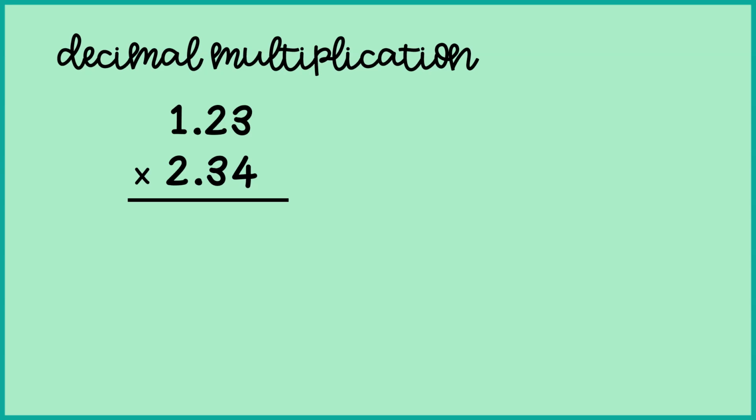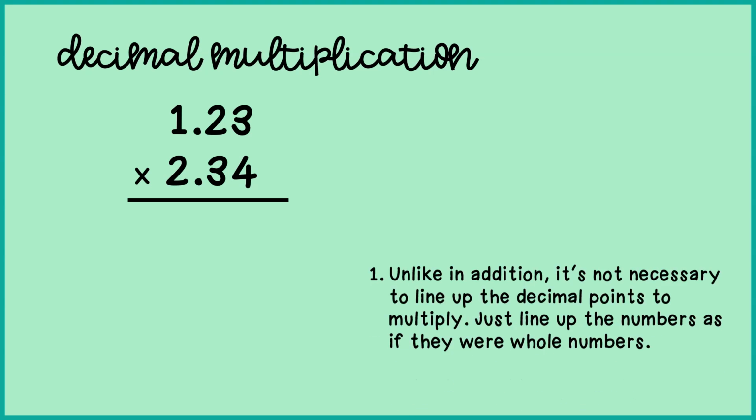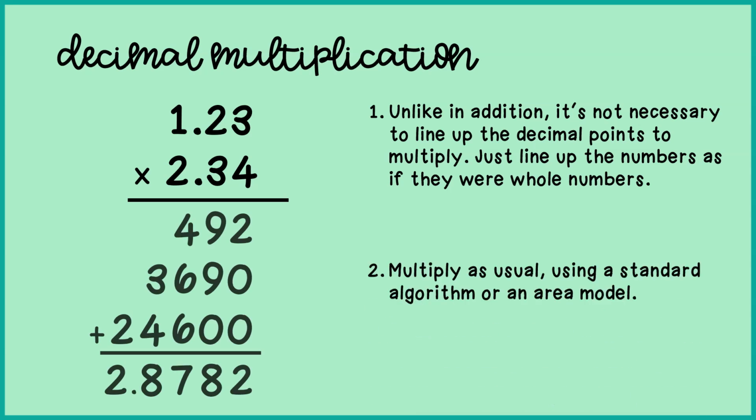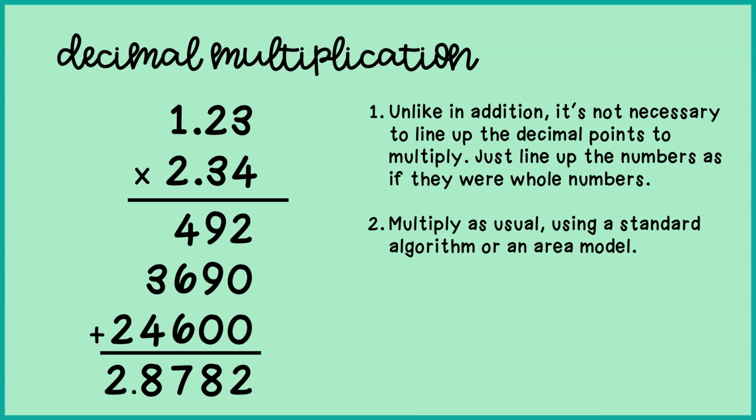Decimal multiplication is very similar to whole number multiplication. The first thing to do is to understand that, unlike in addition, you don't need to line up the decimal points. You just need to have the numbers lined up, right justified, so that you can multiply each digit by the next. We're going to just multiply as usual.